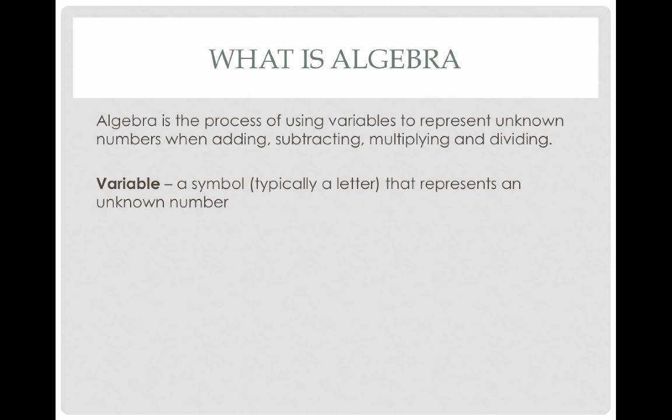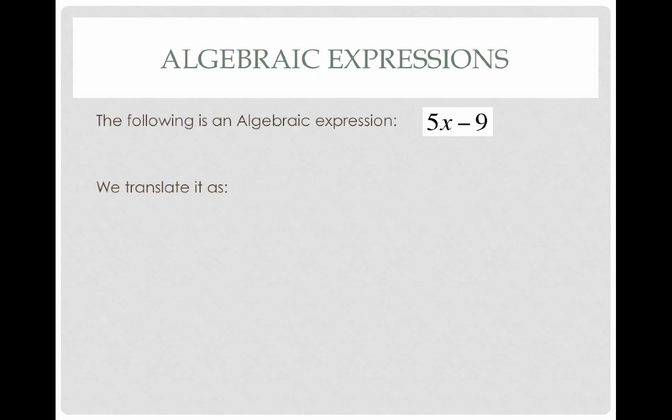Okay, so what is algebra? Algebra is the process of doing math, but we now have variables to represent unknown numbers when adding, subtracting, multiplying, and dividing. So we've been doing all that stuff, adding, subtracting, multiplying, dividing, up to this point with fractions, decimals, negative numbers, positive numbers. But now we start introducing variables into things, and that's what makes it algebra. A variable is a symbol, typically it's a letter, oftentimes x, that represents an unknown number.